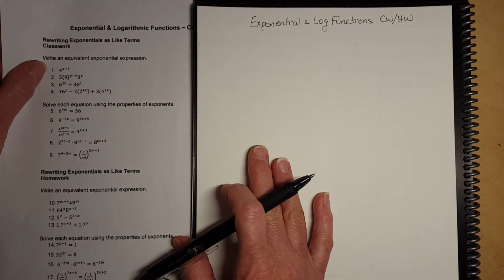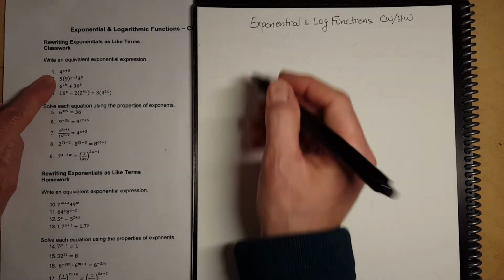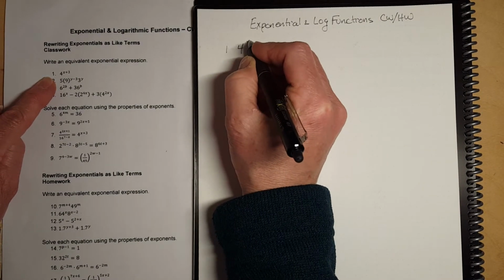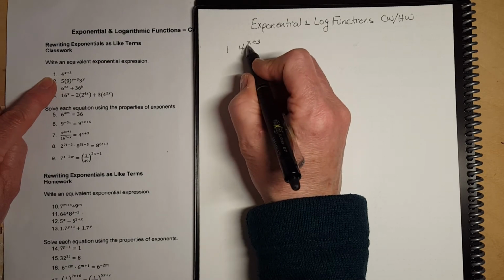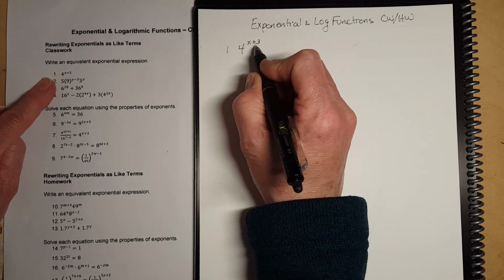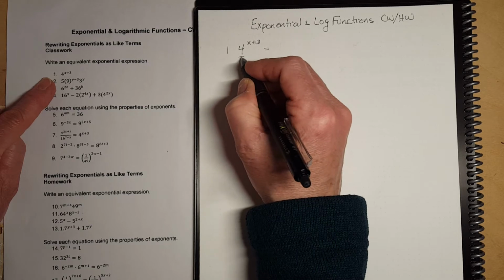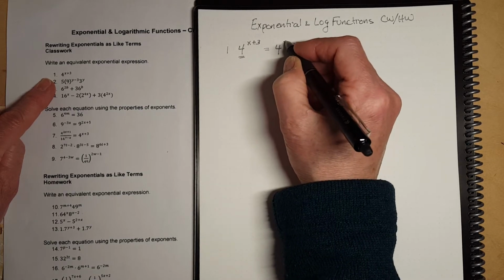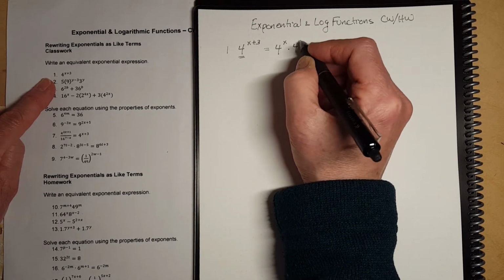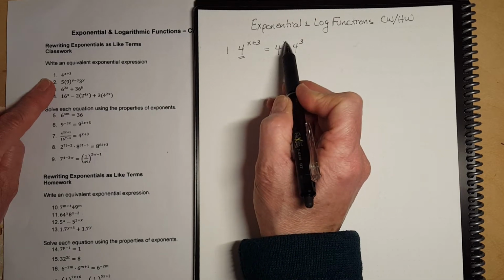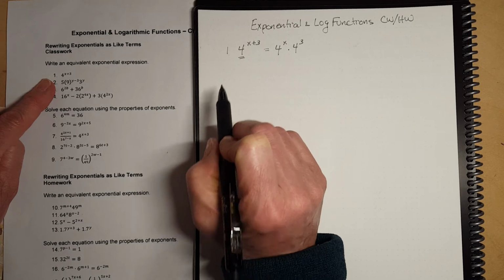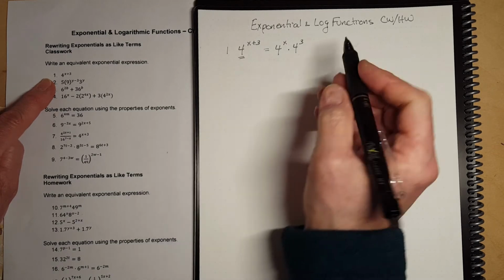So it says write an equivalent expression. For number 1, we have 4 to the x plus 3. So anytime you have an exponent that has a plus or minus in it, that means that the base was multiplied. So we have 4 to the x times 4 to the 3. When I have the same base and I'm multiplying and they have different exponents, you add the exponents. So we're going backwards from that.